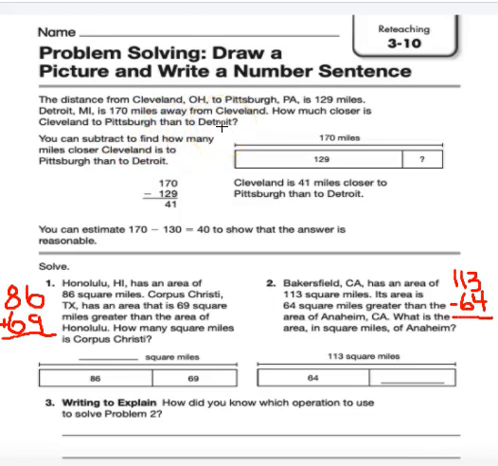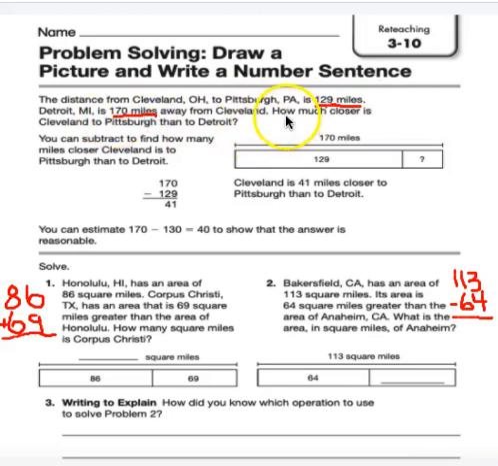Now, my class has been doing some highlighting of important information when it comes to story problems like these. We would go through and highlight, which is kind of hard to do because I don't have a highlighter, but 129 miles is really important. We also talk about labeling. So the label for this is going to be miles. So 129 miles is really important, and then the 170 miles is important.